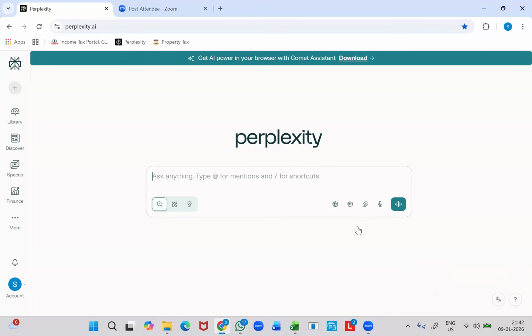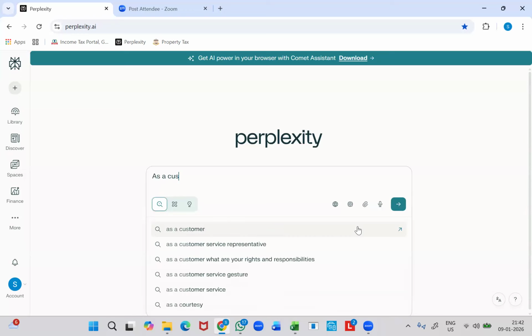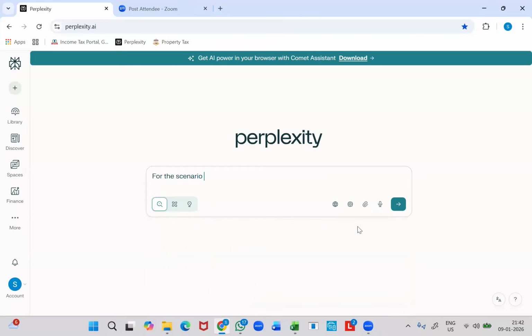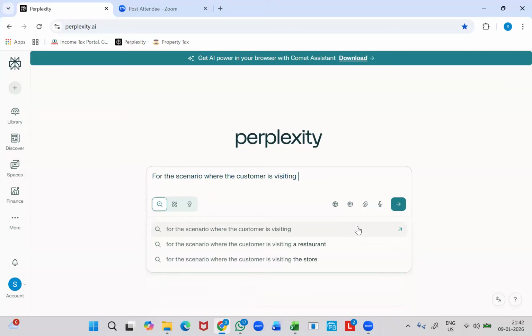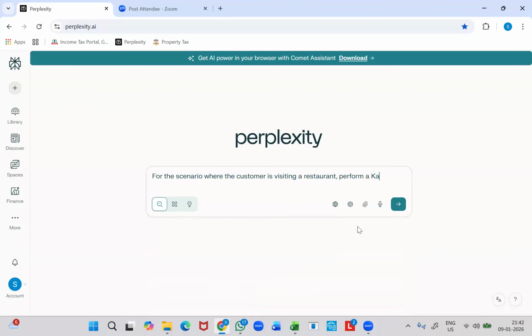So let me just write the prompt. So as a customer, or for the scenario where the customer is visiting a restaurant, perform a Kano model exercise and list down the must-be, one-dimensional and delighter needs.